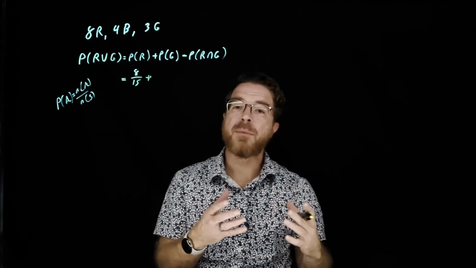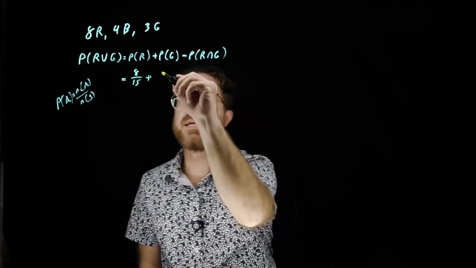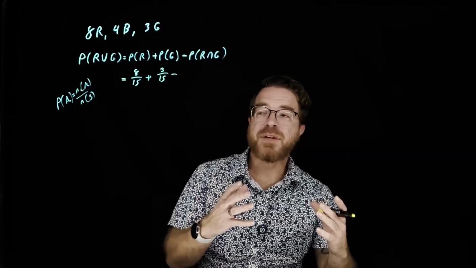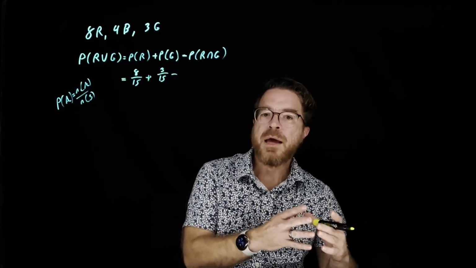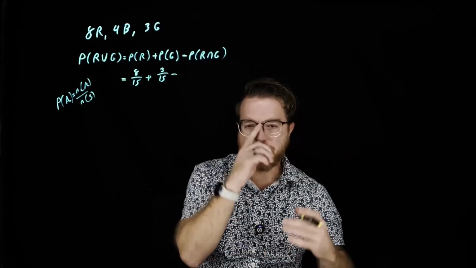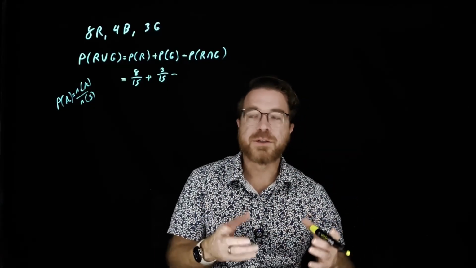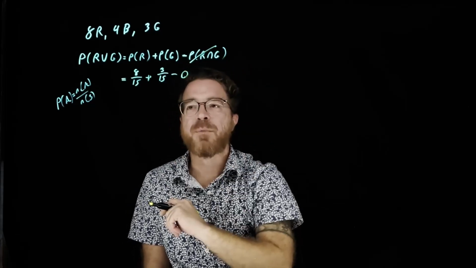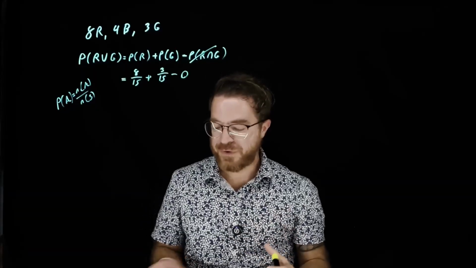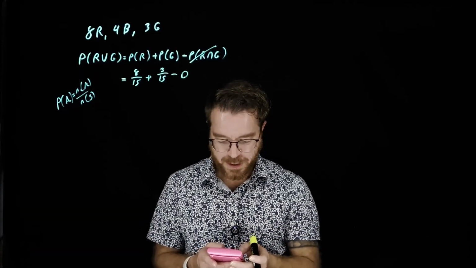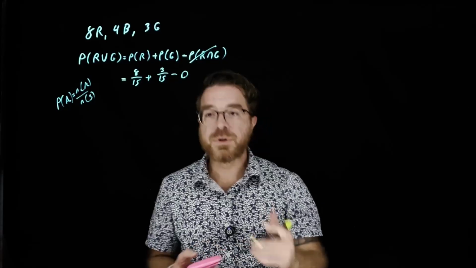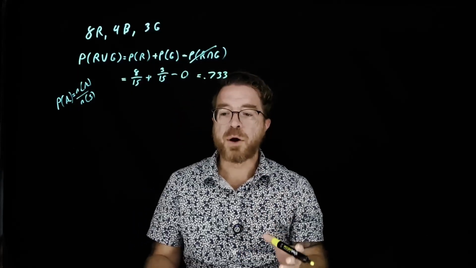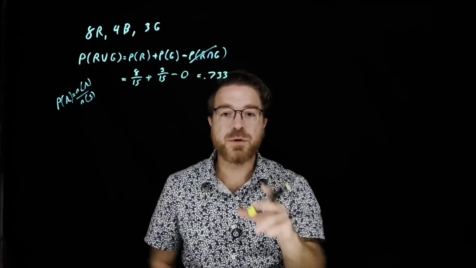Plus, now we need the probability of our green balls. We have 3 out of 15. And then we need to subtract the probability of getting a ball that is red and green. Now, these outcomes are mutually exclusive because a ball cannot be both red and green in this urn, meaning that this is actually the empty set, which means this is going to go to 0. So we get 8 plus 3, which is 11 over 15, which is equal to 0.733.